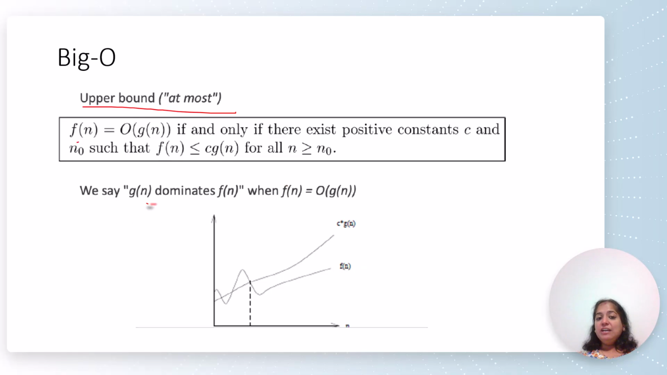We say g(n) dominates f(n), that means g(n) is an upper bound of f(n), if and only if these conditions are satisfied: there exist positive constants c and n naught such that f(n) is less than or equal to c times g(n). So if this is my function f(n), the algorithm, the upper point, this one, this is your big O, the upper bound. This is your upper bound from where it will start.